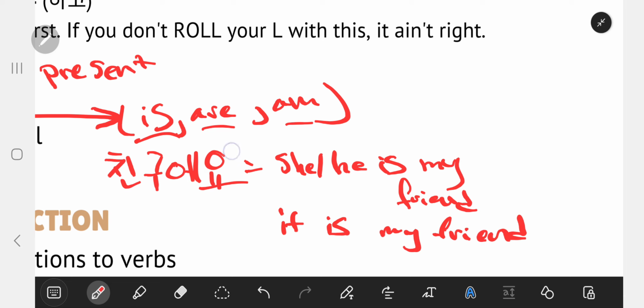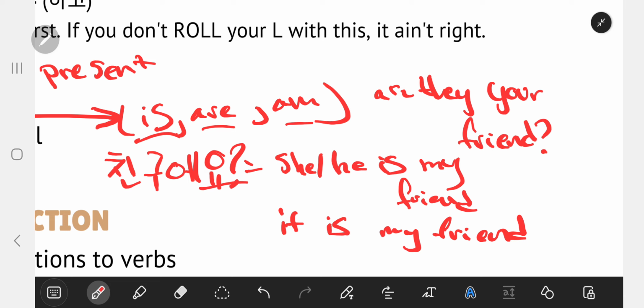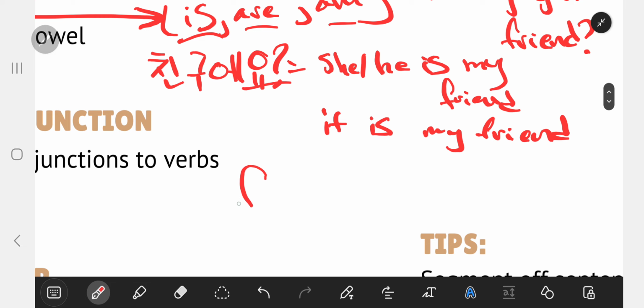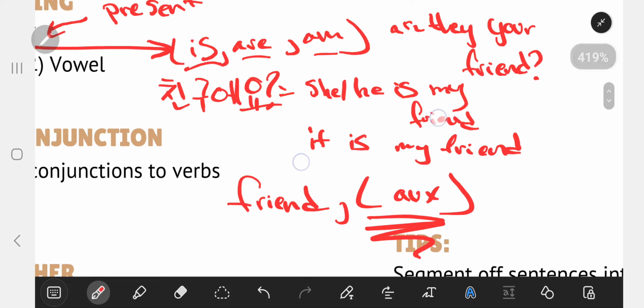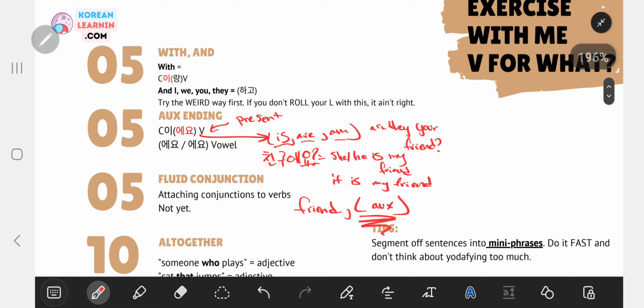Or if you also said it in a question, right? That means 친구예요. That means, is he your friend or are they your friend? Right? Because if I'm directly looking at you and I say 친구예요, are they your friend? Is that person your friend? That's what it means. Because if you have 친구, friend, and then the aux verb, it could mean a whole host of things, right? And that's the beauty of Korean, where you just have to kind of read the room.